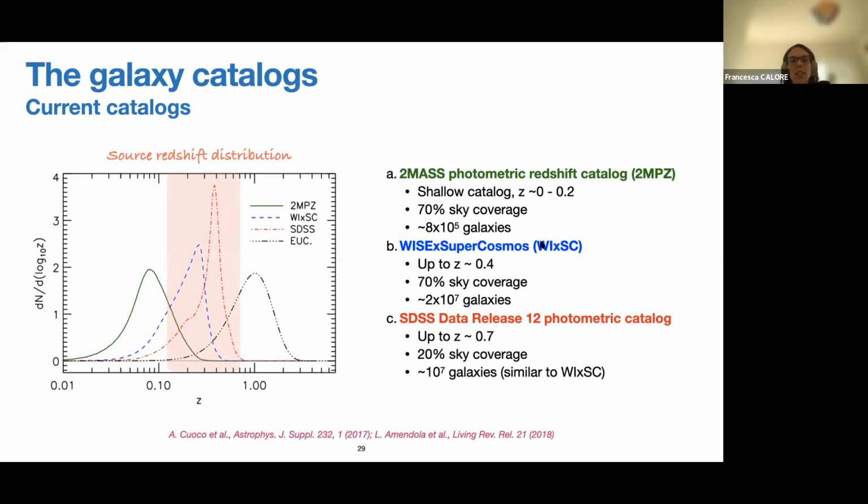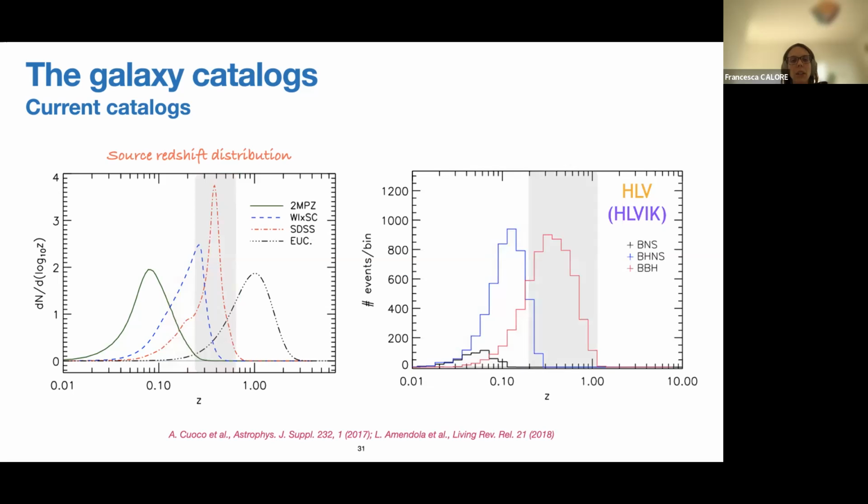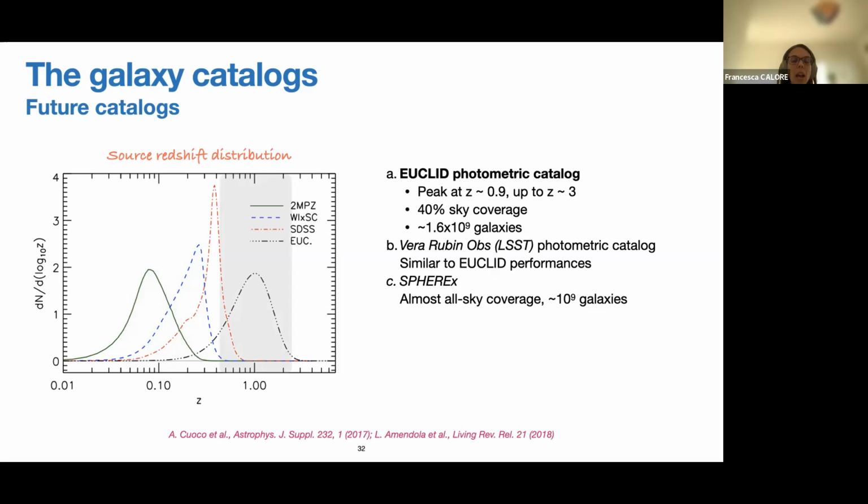As I said, the choice of the window function of the catalog is important because you need to have a good overlap. Here, just to show you that the 2MASS catalog and the WISE SuperCosmos would be good tracers of a cross correlation with binary neutron stars and binary black hole neutron star systems, while the SDSS is better suited to find a cross correlation with binary black holes for 2G detector configurations.